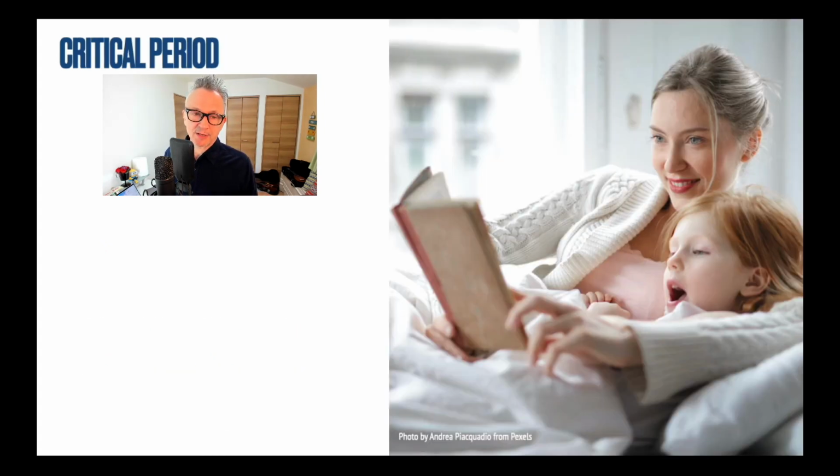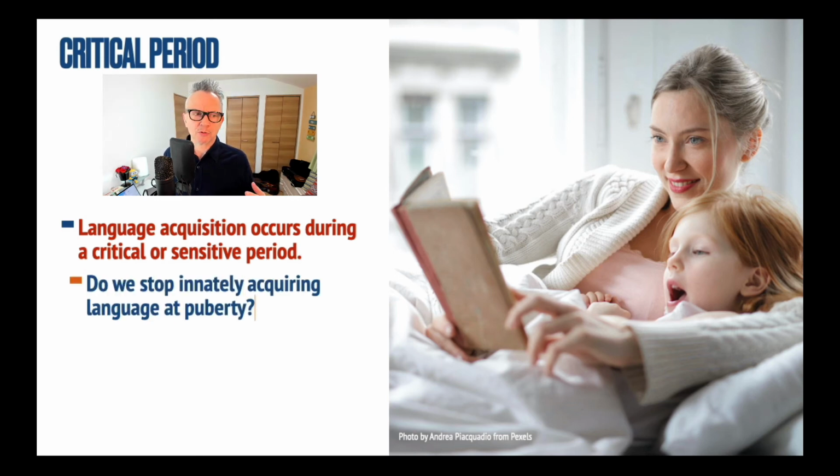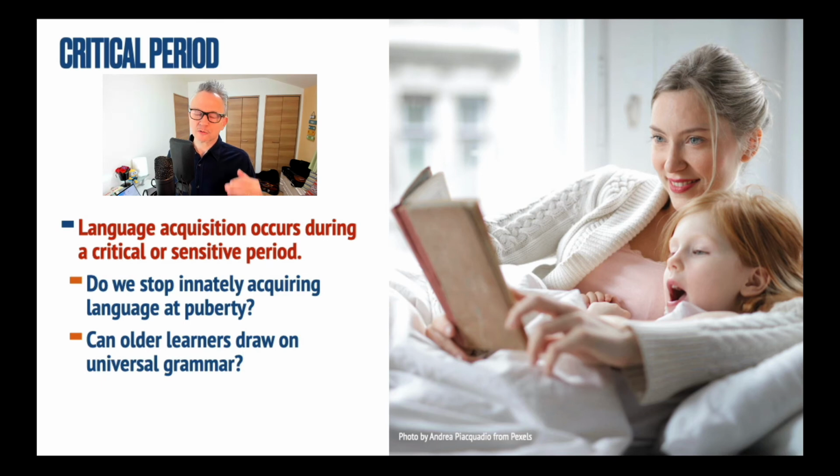Well, there's another problem, and it's the problem of the critical period. The people who promote the critical period hypothesis say that language acquisition occurs during a critical period, or more softly stated, a sensitive period. So do we stop innately acquiring language at puberty? When we become junior high school kids? Do we stop innate learning and start just learning by study? Can older learners draw on universal grammar?